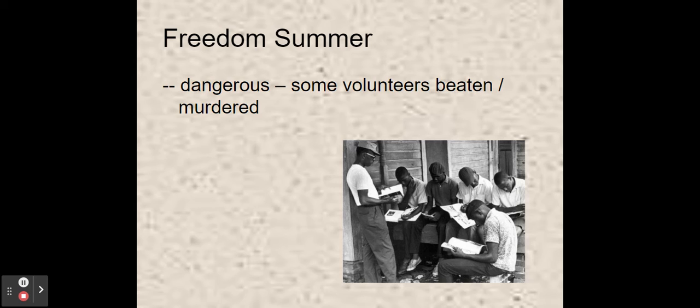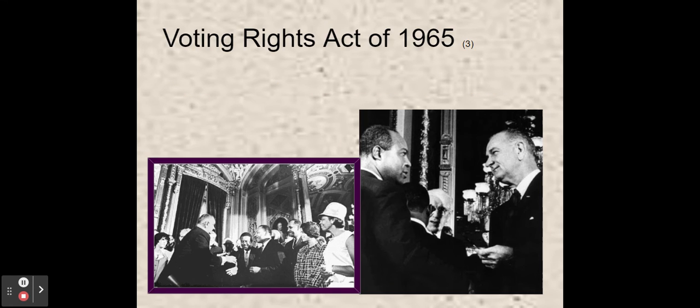Okay, in the end, it really doesn't get a lot of people registered to vote, but the attention that is drawn to the issue is going to lead to the Voting Rights Act of 1965. Okay, so it does bring massive attention to this part of the civil rights movement. And like I said, it's going to lead us to the Voting Rights Act of 1965. Once again, it's signed by President Johnson.